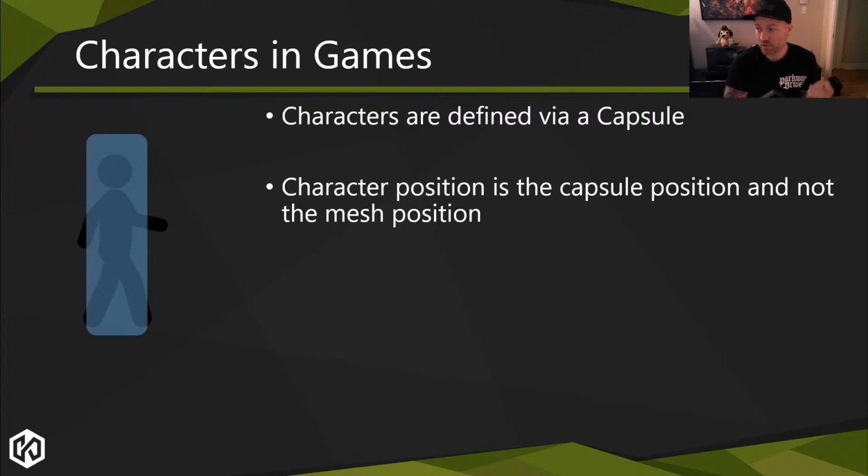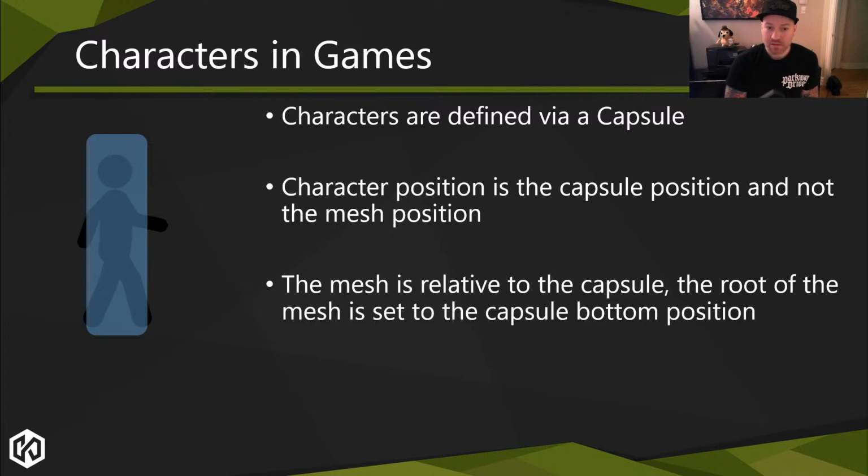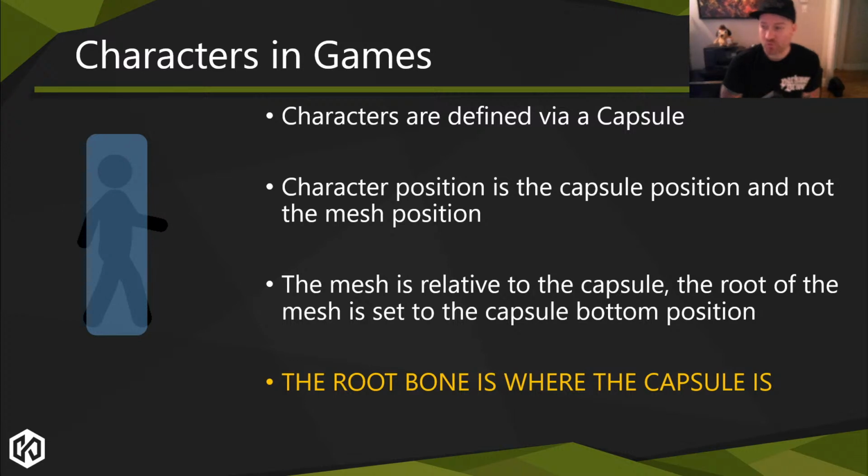And it's not the mesh's position necessarily. The root bone is set to the bottom of the capsule. That's where the character is, and we move it around. So the root is always at the bottom of the capsule. What that implies is that the root bone is where the capsule is.